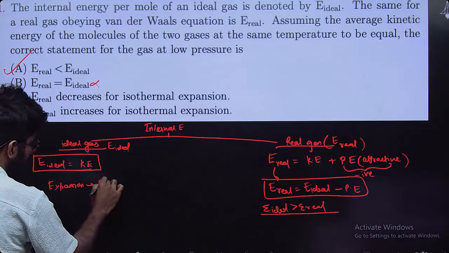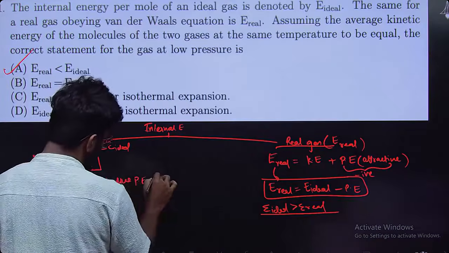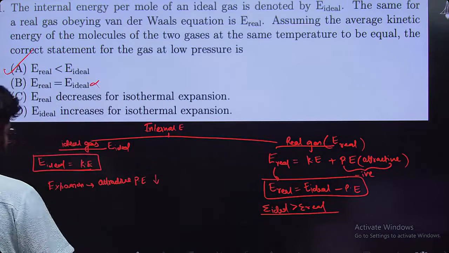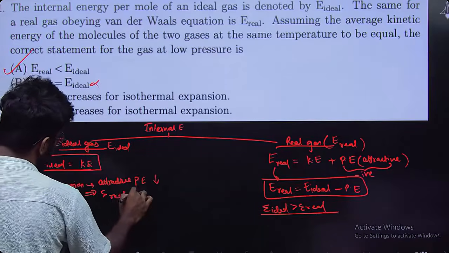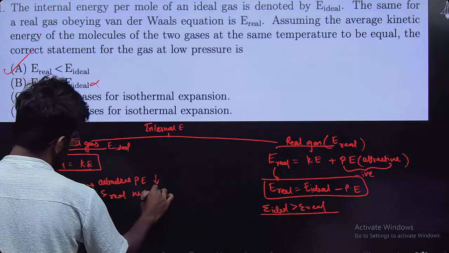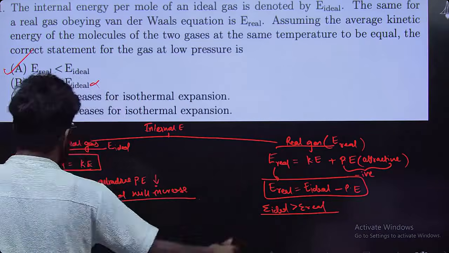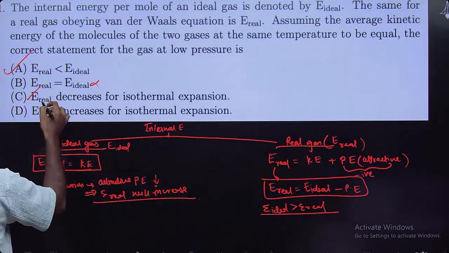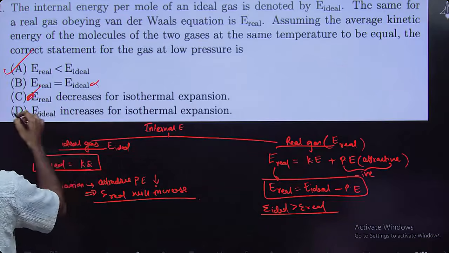The attractive potential energy decreases, right? Attractive potential energy decreases because the molecules are separating from each other. It means that E real will increase, right? Because the factor that you are reducing is basically being decreased. So E real will be increasing, and similarly E ideal will, in case of E ideal, it will decrease.